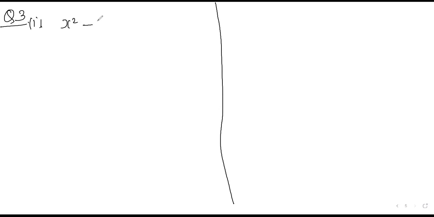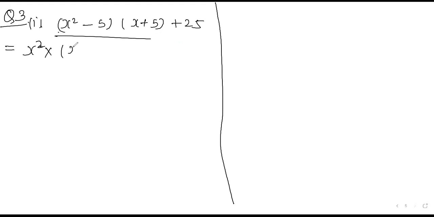x square minus 5, x plus 5, plus 25. So in question number third, the level of the question is a little bit high. Actually, I cannot say high, only that some expressions, some numbers will be added in the multiplication of the products of two binomials. Sometimes added, sometimes subtracted, this thing I'm talking about. Okay, so let us move on to the solution. There is no problem. Firstly, we will solve with the same procedure that we have done earlier. x square is multiplied with x plus 5.